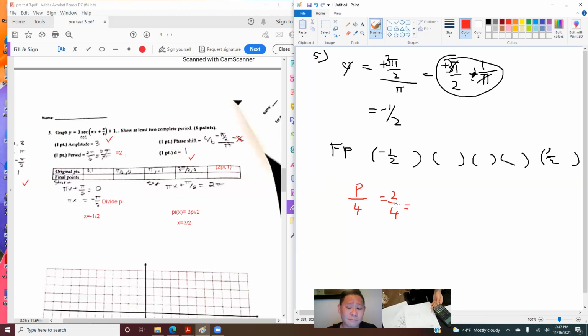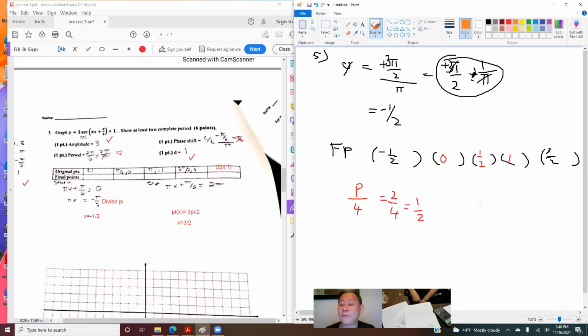No calculators. 2/4, 1/2, right? Yeah. So what can you add? -1/2 plus 1/2 is 0. 0 plus 1/2 is half. Half plus half is 1. And 1 plus half is 3/2. So you got this. This is how you figure out your final points for the x value.